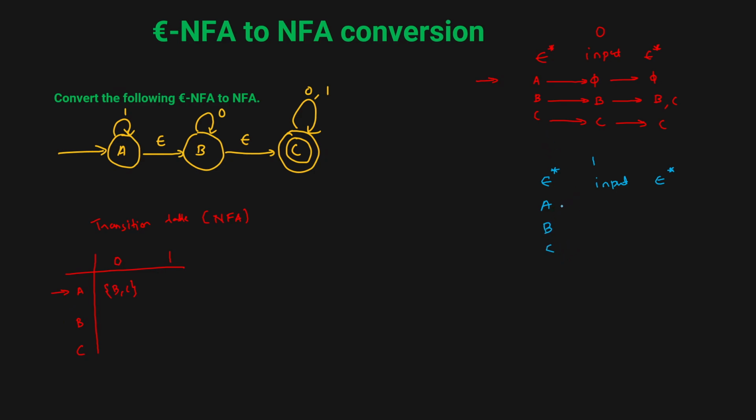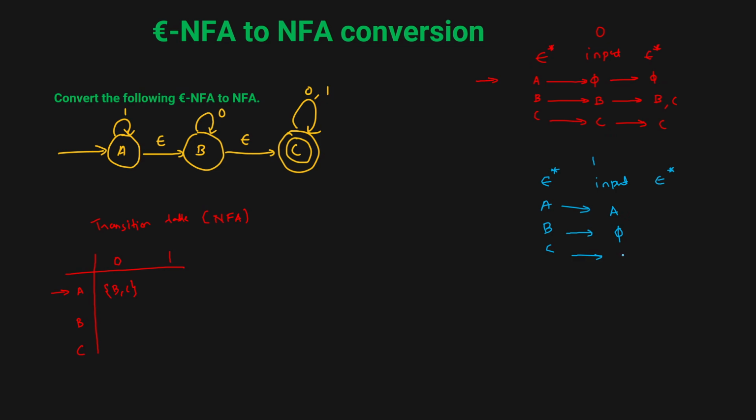In state A, if you get input 1, you go to state A itself. In state B, if you get 1, you go to phi, that is, the empty state. And in state C, if you get 1, you go to state C itself.